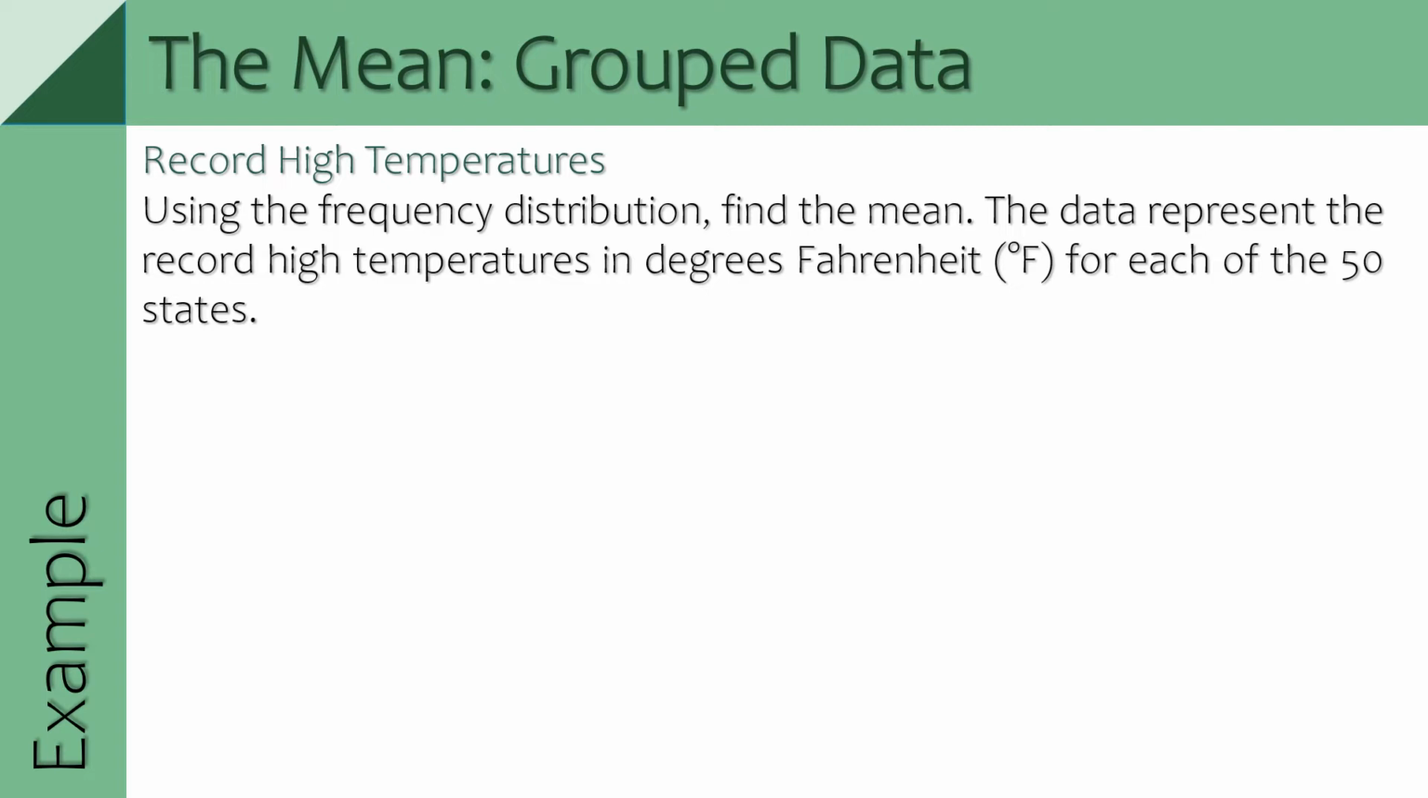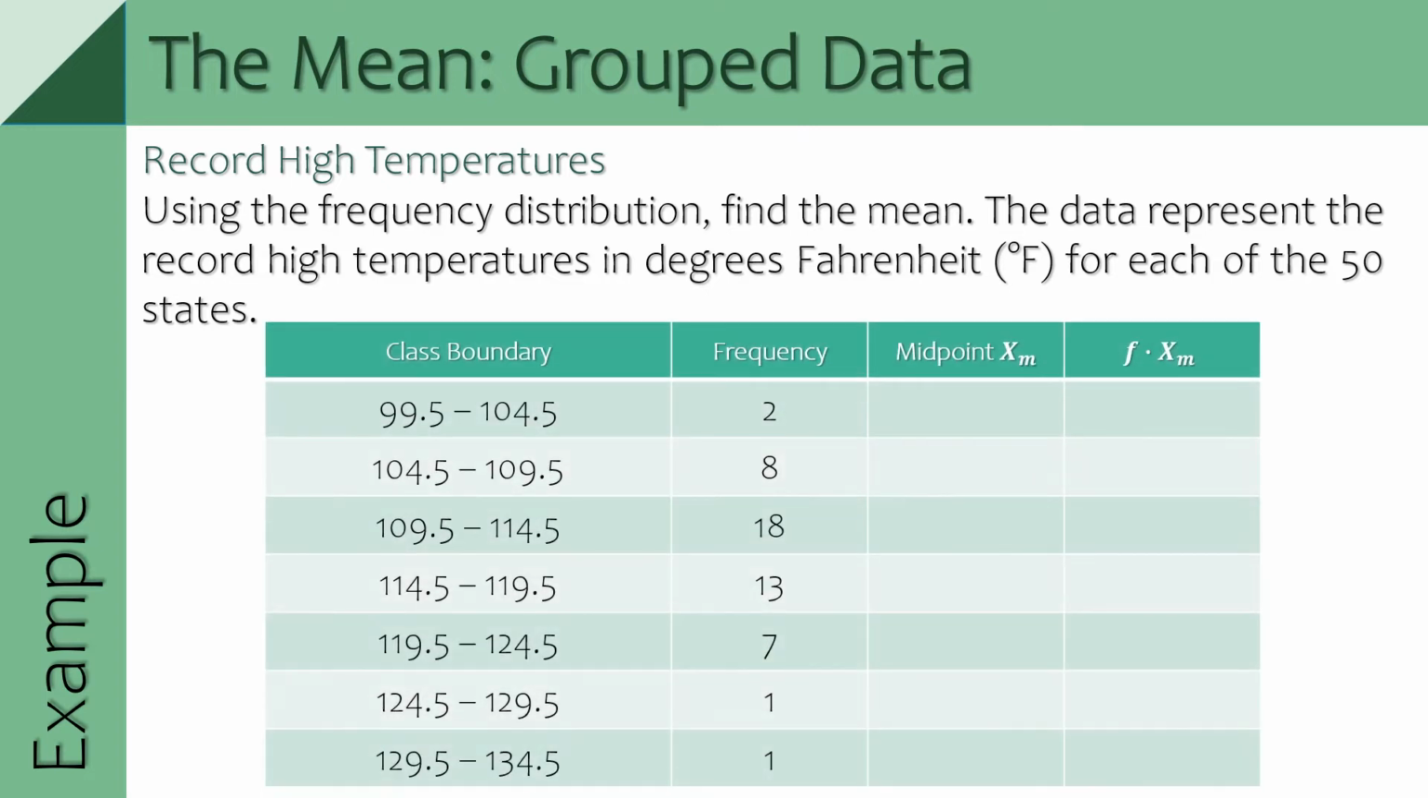So we will use the table having the class boundary and the frequency. We will add the midpoint, and then f multiplied by midpoint. This f is our frequency, and the midpoint is what we will get. How do we get the midpoint? Our reference will be these class boundaries.